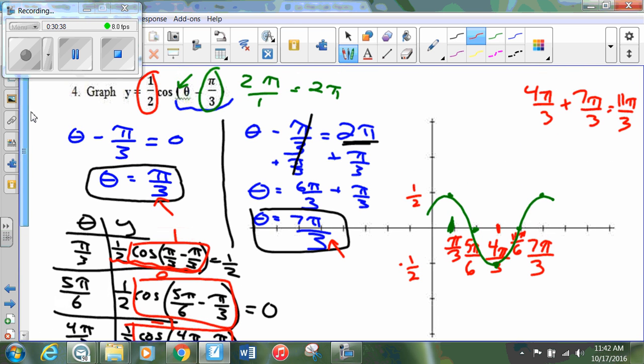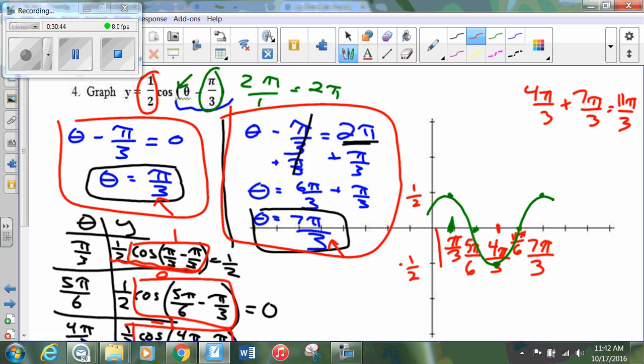You always have to do this part, and this part, and this part. There are no shortcuts for those. But after that, to plot the points, that's the shortcut. Do you want me to pause it? Does anyone else have questions?